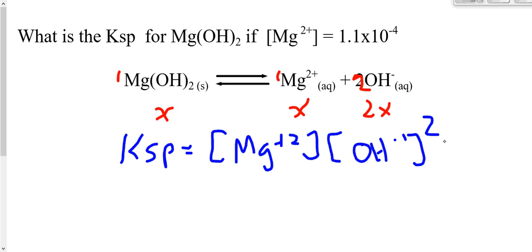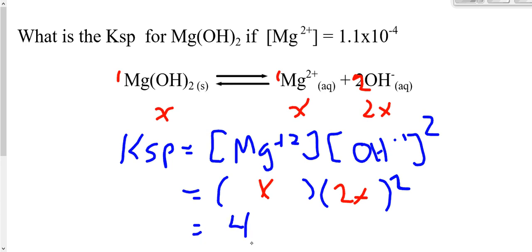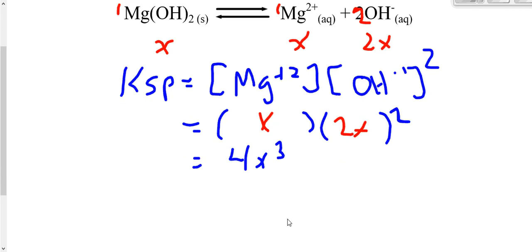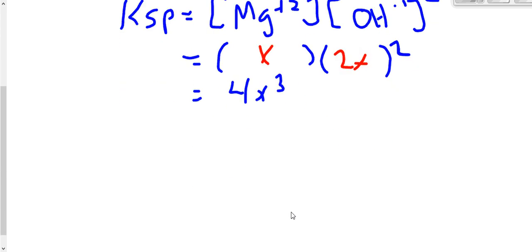Now I'm going to keep my brackets here, and I'm going to substitute those values for x right inside the brackets. The concentration of magnesium was x, the concentration of hydroxide was 2x, and remembering that we have to square that, x times 2x squared is 4x cubed. So here's our very simple little math expression. We have Ksp equals 4x cubed. Okay, let's keep that even simpler.